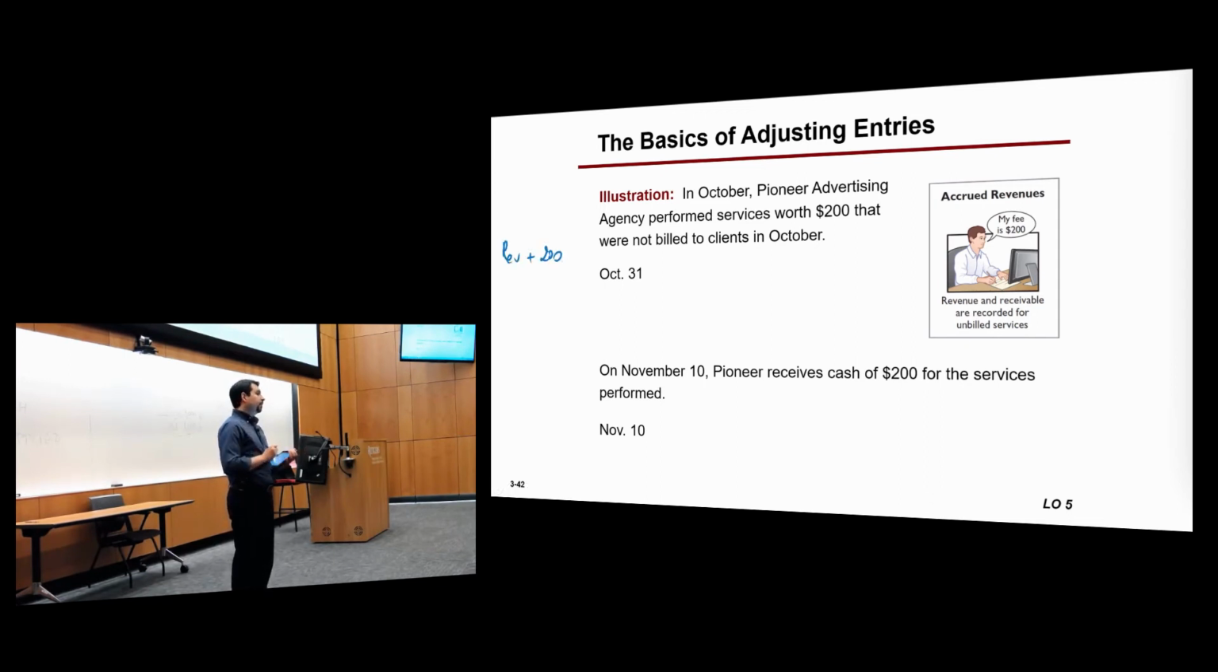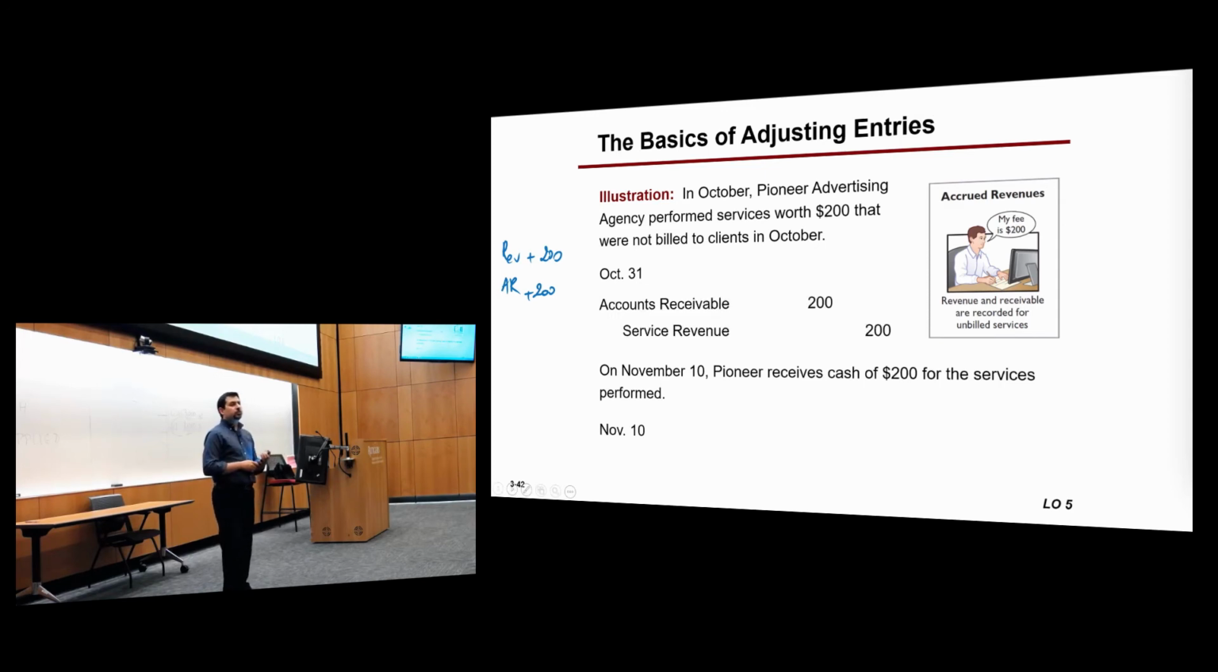Did the company get paid? The company did not receive cash. When they don't receive cash, what do you call it? Accounts receivable. We know that accounts receivable also increased by 200. How do you increase accounts receivable? You debit accounts receivable, 200. You credit service revenue, 200.